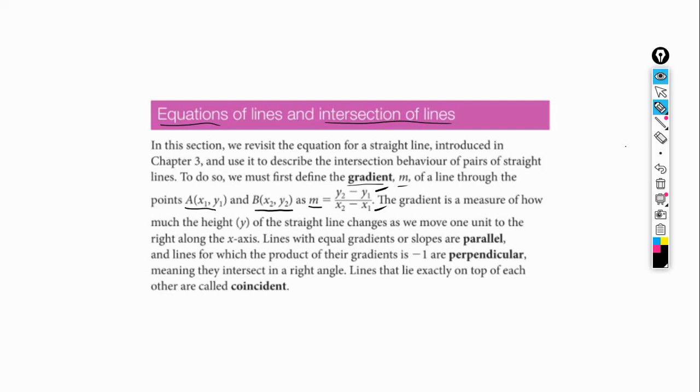Lines with equal gradients or slopes, so gradients and slopes are the same thing, are parallel. And lines for which the product of their gradients is -1 are perpendicular, meaning they intersect in a right angle. Lines that lie exactly on top of each other are called coincident.